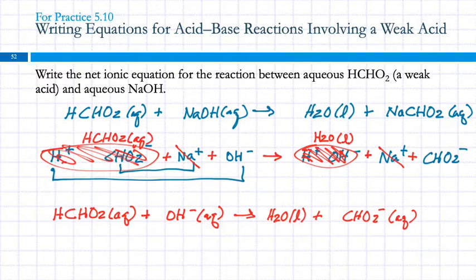We should always double check to see that it's balanced. Here I've got a total of 1, 2, 3 hydrogens, and I've got 2 plus 1 is 3, 1 carbon, 2 plus 1, 3 oxygens, 1 plus 2, 3 oxygens. So this is my net ionic equation. Any questions?